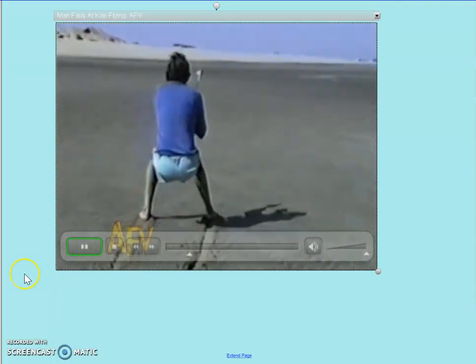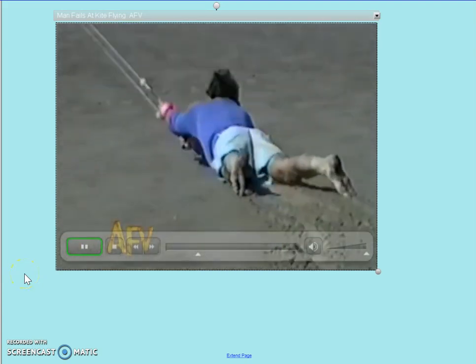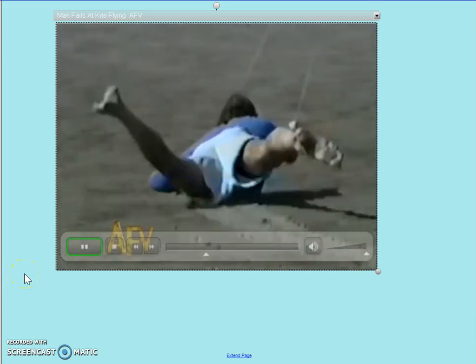Today we are talking about another part of quadrilaterals. We're going to focus on the kites.